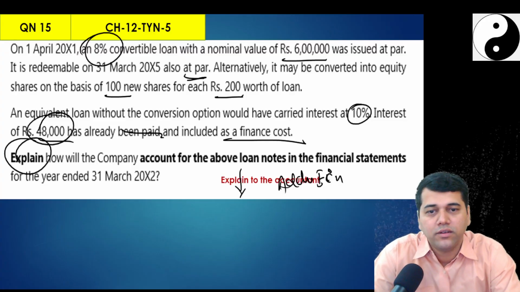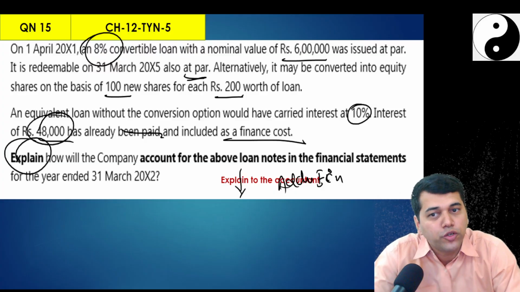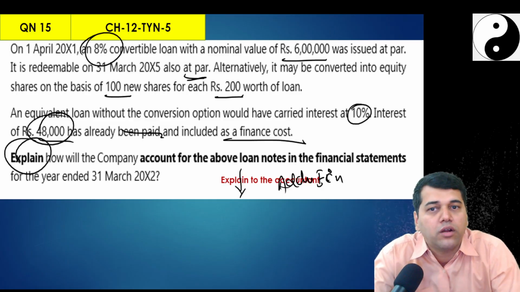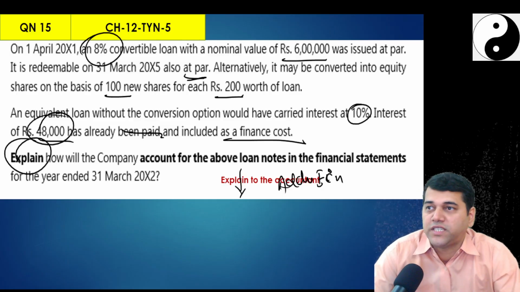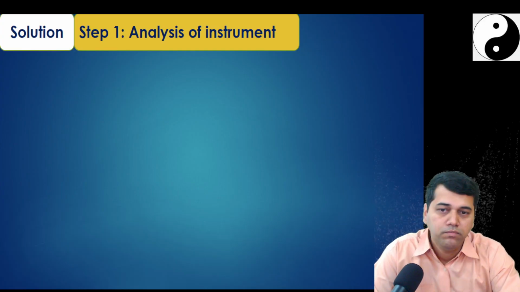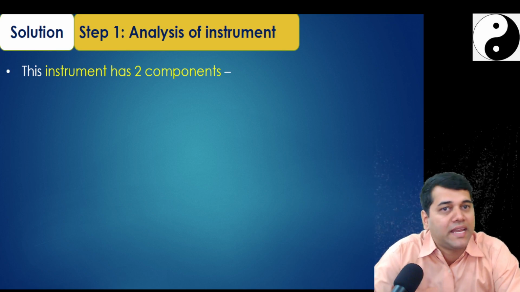First of all, whom do you need to explain to? You need to explain to the accountant. The accountant is in confusion now: Sir, how to account for this type of instrument? For the first time in his life, he must have come across convertible instruments. So use step analysis of the instrument.